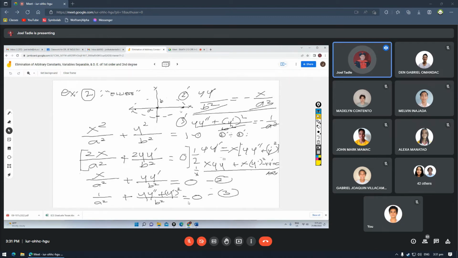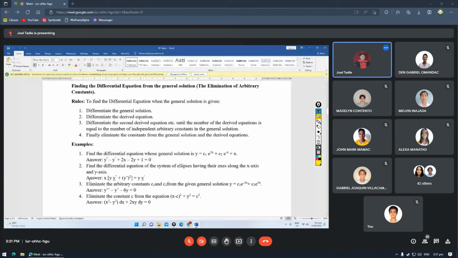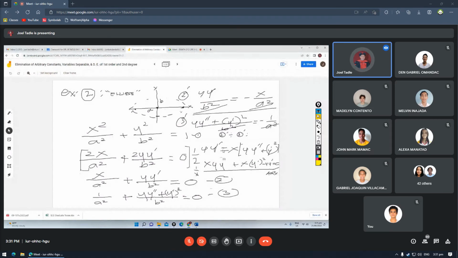Atong tan-awa diri sa ato ang notes, guys. Unsay ang answer? Ma-check ni nato unsay answer ani. May answer ani. Okay, so natin answer diri sa number 2, no? Should be simple. Ang answer diri is x times quantity y double prime plus y prime squared equals y prime. So, gi-commute ang atong answer diri sa Jamboard, no? So, gi-commute ra siya. So, ang y prime na diri sa left side. Pero pwede ra sa din naa sa last statement na to, guys, no? Pwede ra sa din na to i-answer. Maura man na siya, no? I-distribute ra na to ang x.